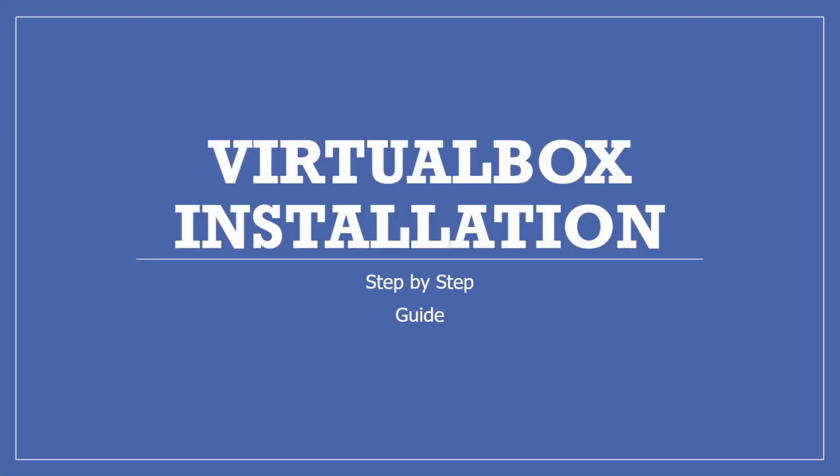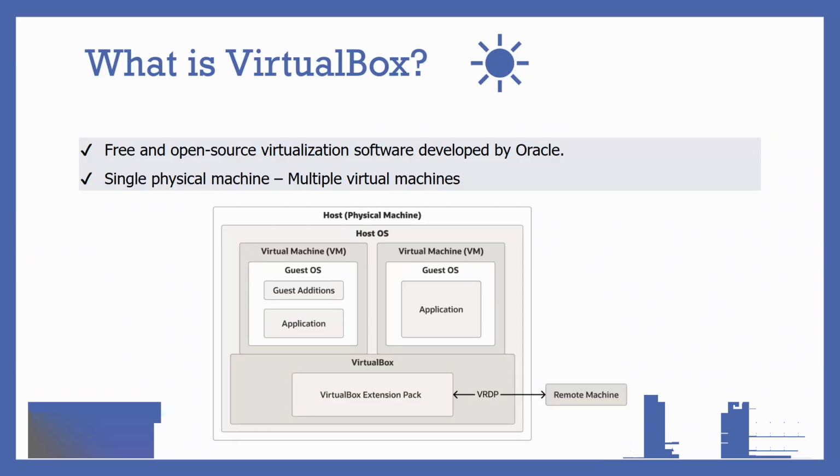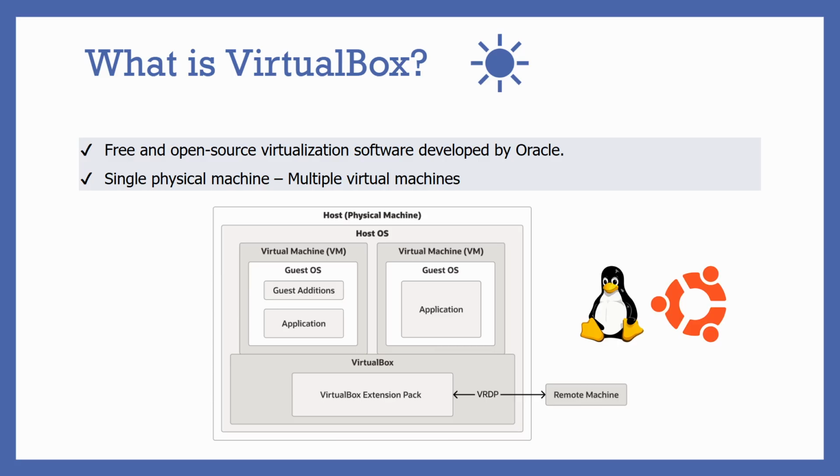In today's video, we're going to walk through how to install VirtualBox on a Windows 10 system, step by step. First of all, what is VirtualBox? It's a free and powerful virtualization tool by Oracle that allows you to run other operating systems, like Linux, Ubuntu, or even another copy of Windows, right inside your current system. Think of it as a computer inside your computer.